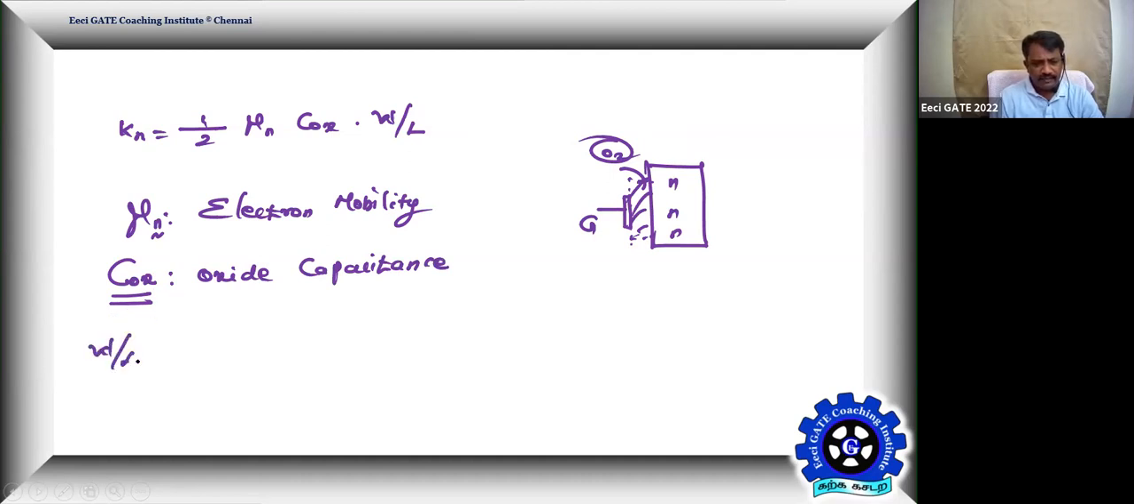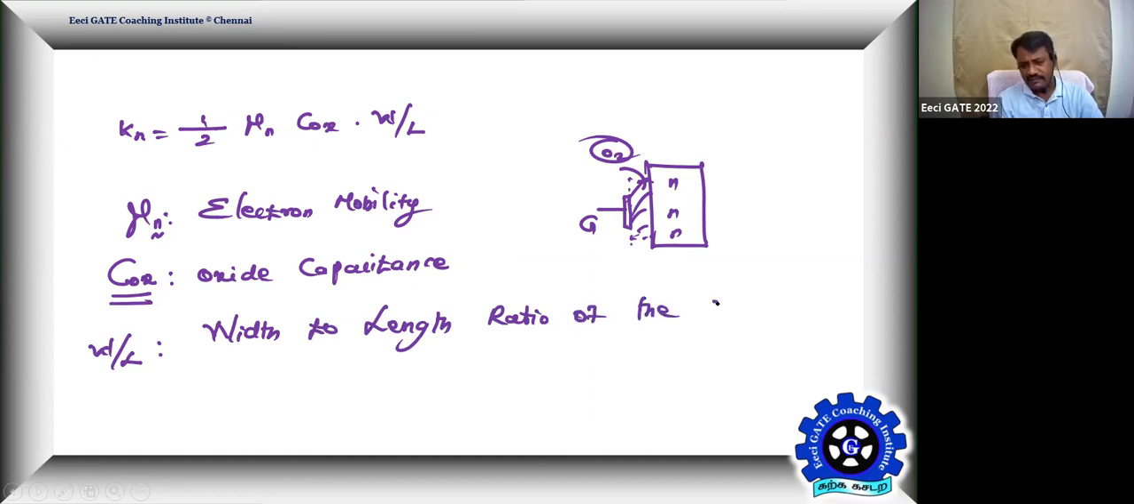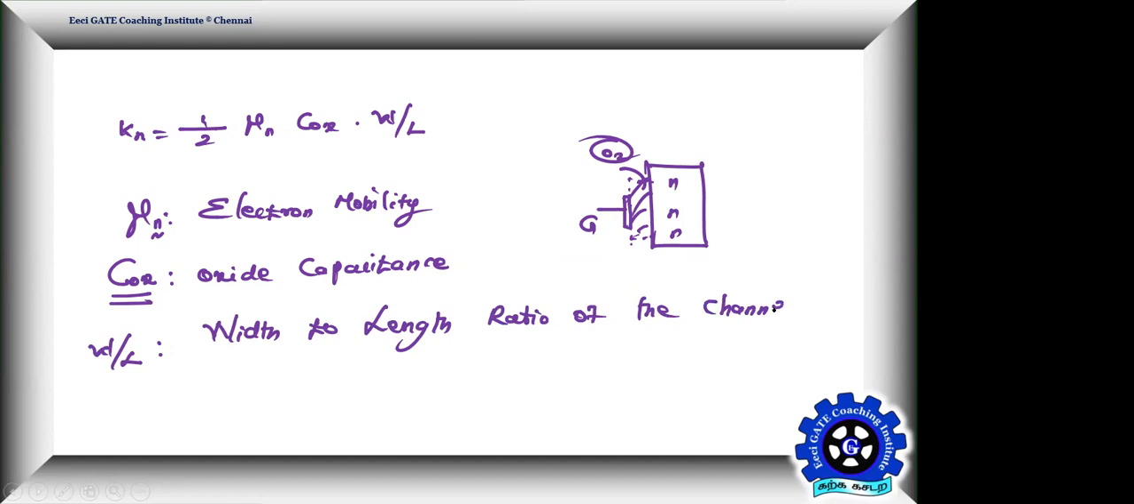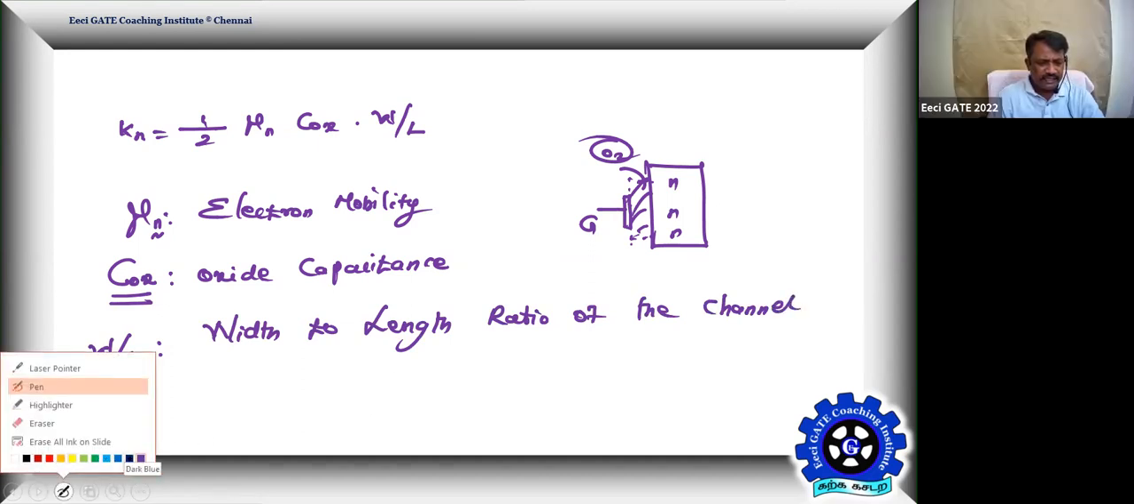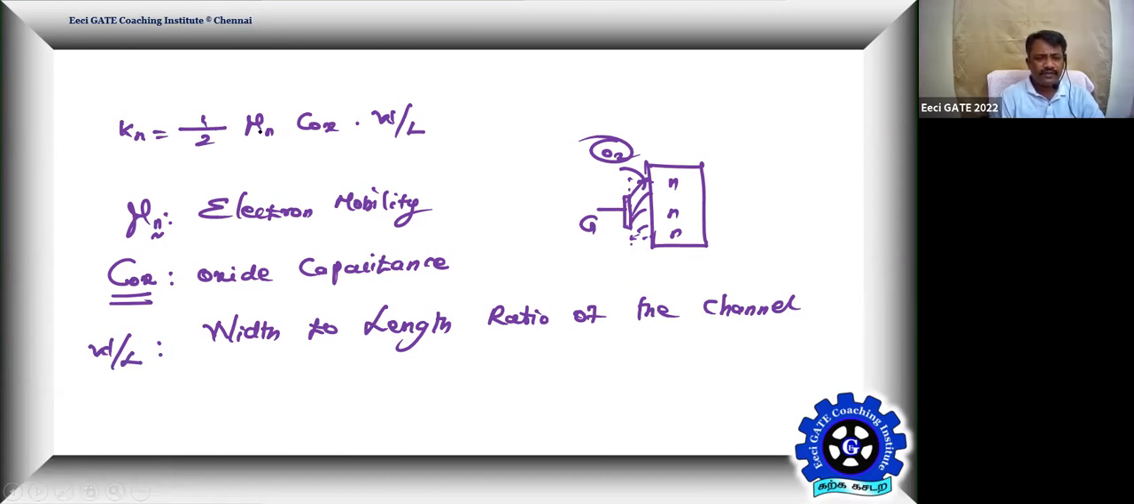W by L is nothing but the channel geometry, that is the ratio between the width of the channel to the length of the channel. That's how we call this, width to length ratio of the channel. Easy now? Okay, then what is given now? You can go with the data given, and calculate. So what is given? Mu and Cox is given. W by L is also given.